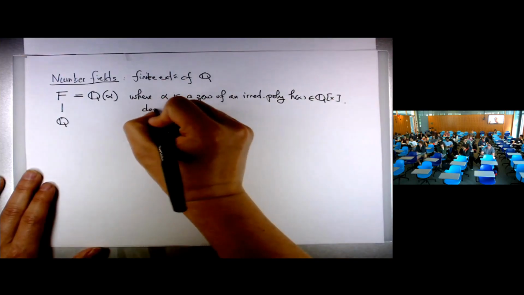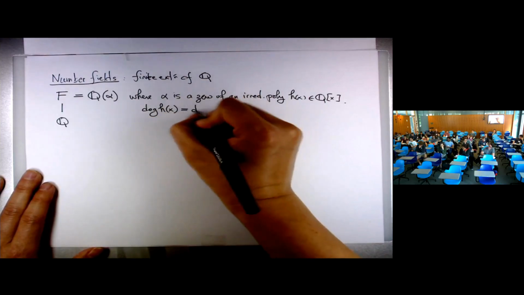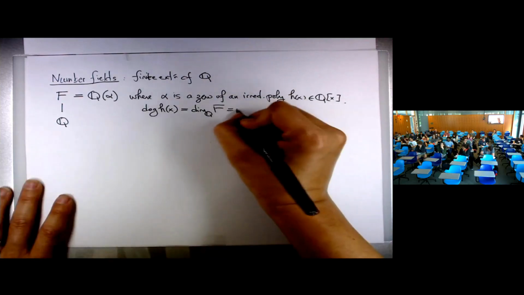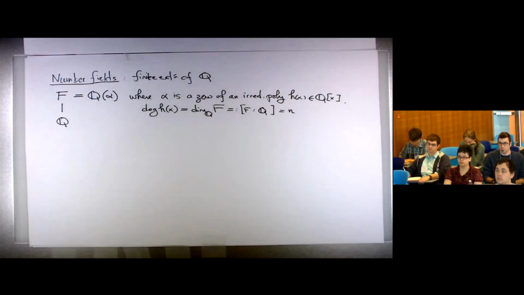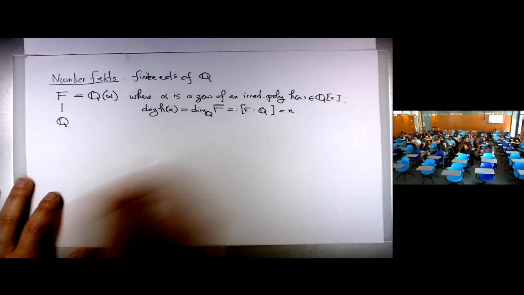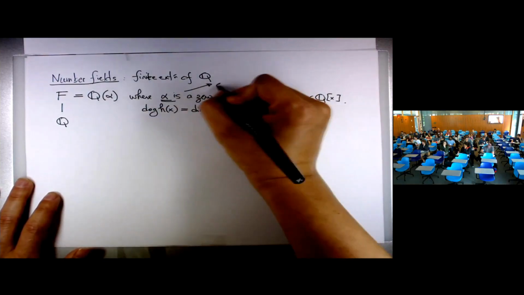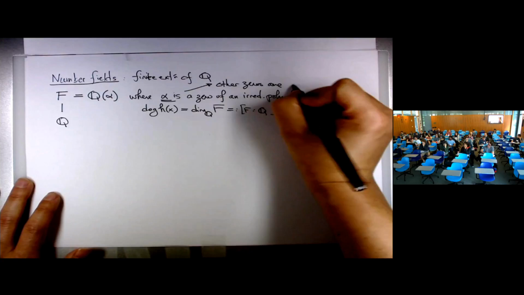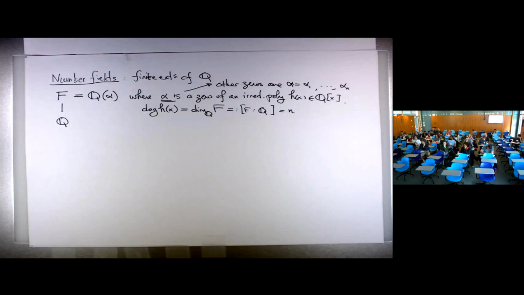So the degree of h(x) is the same as the dimension of this F as a Q vector space. Sometimes we write this as [F : Q]. We're going to use n to denote the degree of the extension. And alpha is a zero of this irreducible polynomial. Let me write all the zeros, maybe including alpha, as alpha_1 through alpha_n.